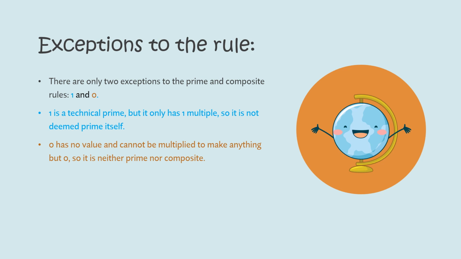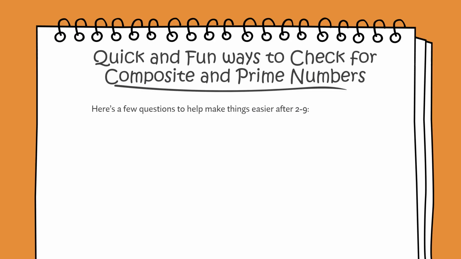Now, in regard to prime and composite numbers, let's go over a few quick and easy ways to figure out if a number is composite or prime. Now, after we get past the first 10, or at least the first 20, things might get a little bit harder to figure out whether something is prime or composite. And so, to make things easier, here's a few quick questions that you can ask that will help limit down whether it's prime or composite.